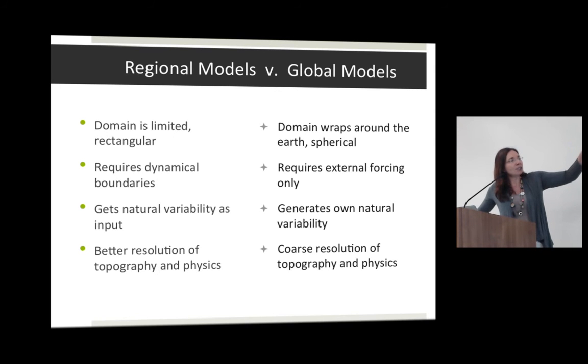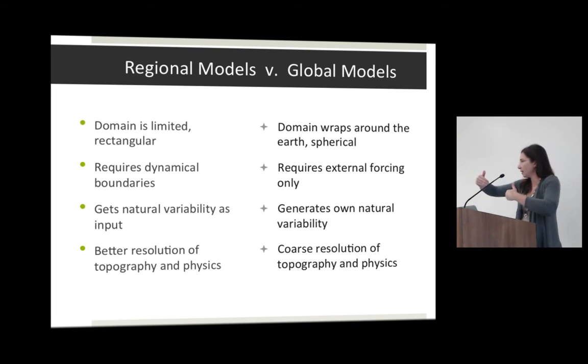Because they have rectangular boundaries, they need boundary conditions, which they get from the climate model. They get their natural variability from the global climate model. They don't create it themselves. If there's an El Nino, the El Nino comes from the global climate model into the regional model through its boundaries. Think of it as this grid, and at the edges, it's getting the weather system coming in and going out the other side. It's getting the ocean current coming in and going out the other side. But it has much better resolution.